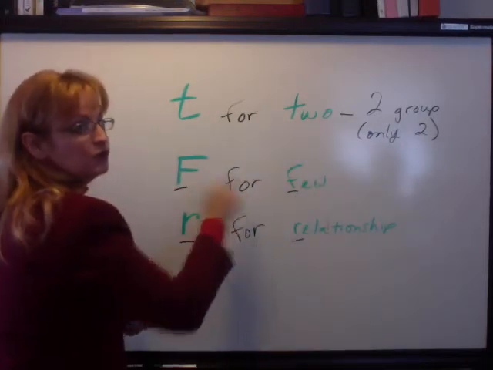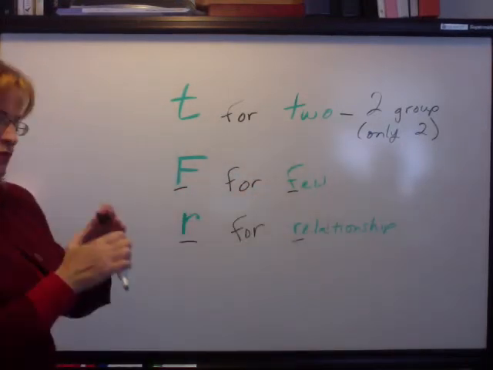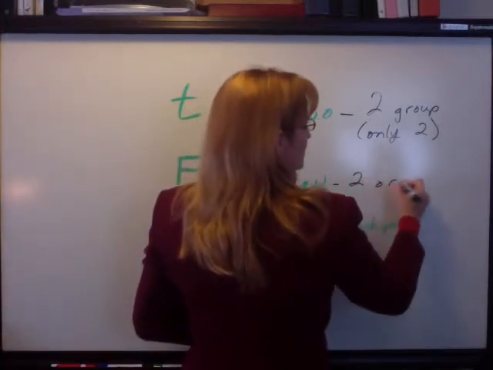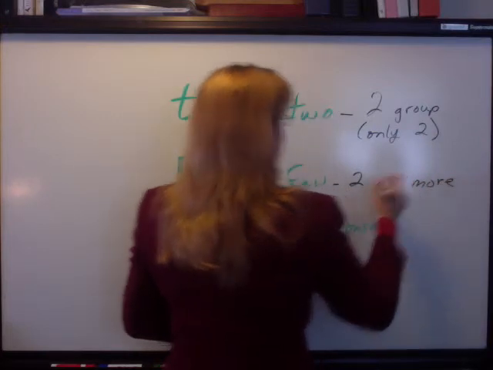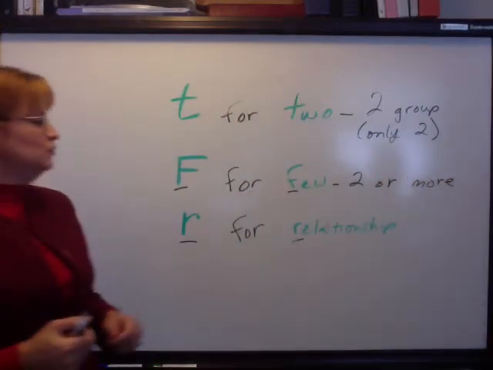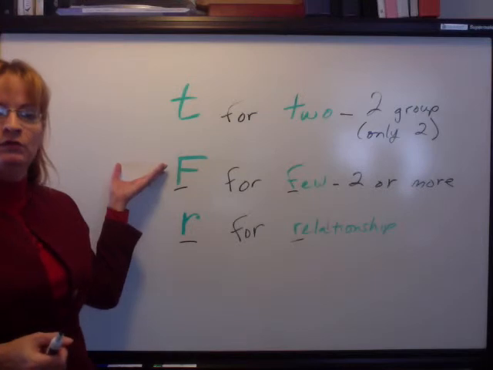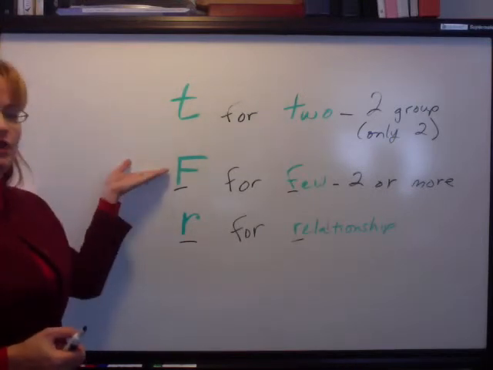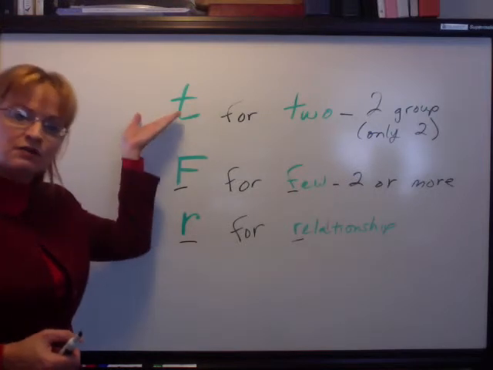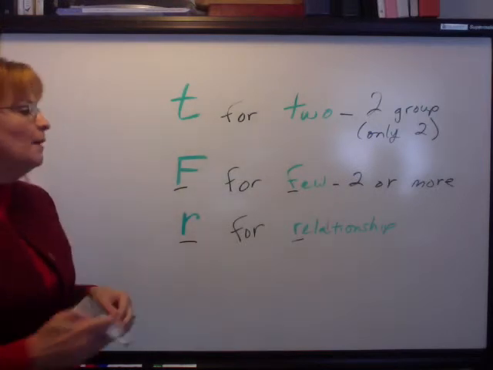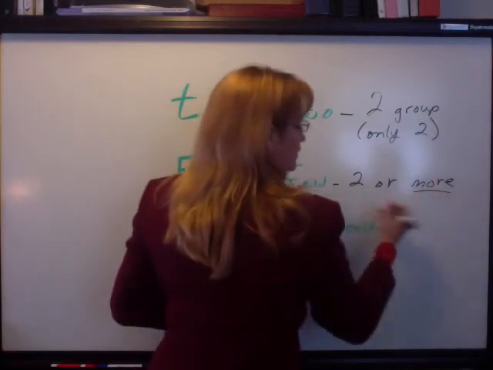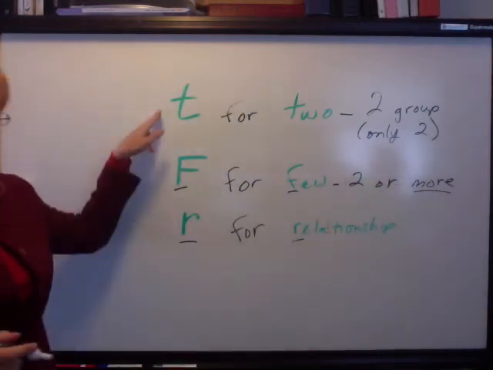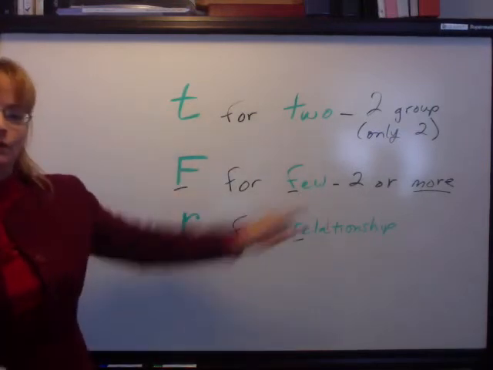F is for a few. If you have a few groups, what do we define as a few? It's 2 or more. If you have 2 groups, you may run an f-test on the 2 or a t-test on the 2. The result, whether you claim an effect and reject the null, will be the same regardless of which of these 2 tests you run. But if you have more, so let's say you have 3, 4, 5, or 6 groups, you could not run a t. T for 2, F is for few.